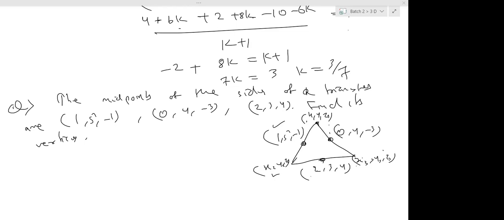All right. Solve for each one: x1, y1, z1, x2, y2, z2.